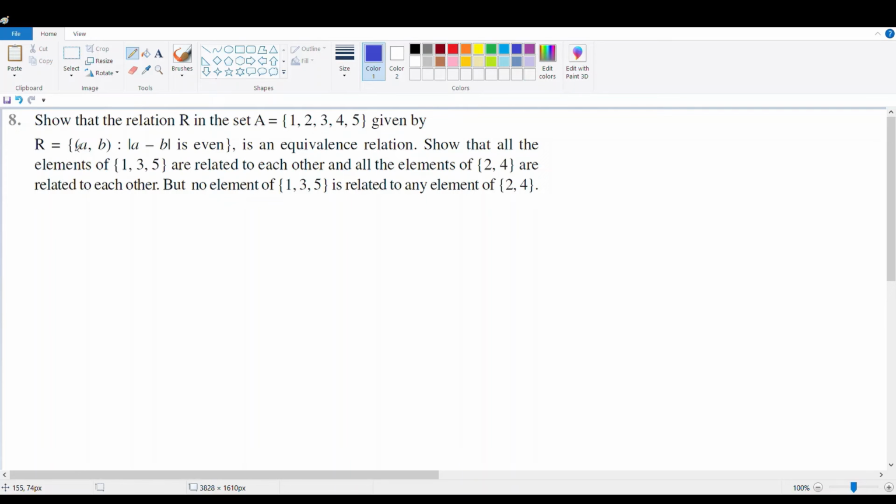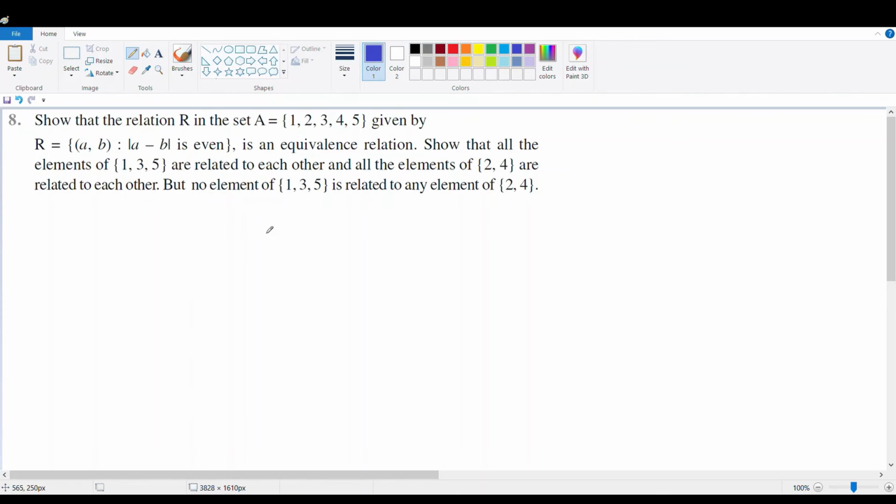Question 8. Show that the relation R in the set A equals {1, 2, 3, 4, 5} given by R equals {(a, b): |a minus b| is even} is an equivalence relation. Then show that all the elements of {1, 3, 5} are related to each other and all the elements of {2, 4} are related to each other.